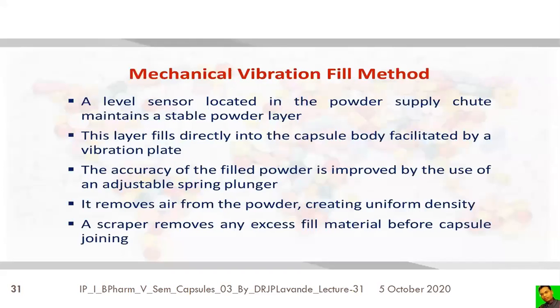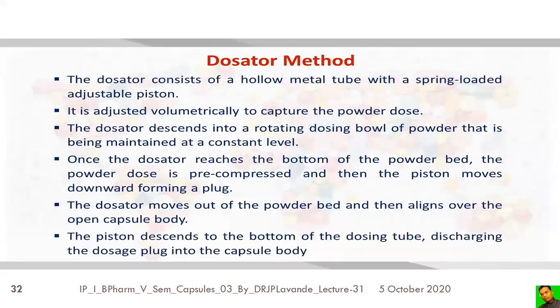Then there is the mechanical vibration fill method. The principle used here is vibration, by which the capsule bodies are going to be filled. A level sensor located in the powder supply chute will maintain a stable powder layer. Now this layer fills directly into the capsule body, facilitated by a vibration plate. The accuracy of the powder fill is improved by the use of an adjustable spring plunger. Now it will remove the air from the powder, creating uniform density. A scraper will remove any excess fill material before capsule joining.